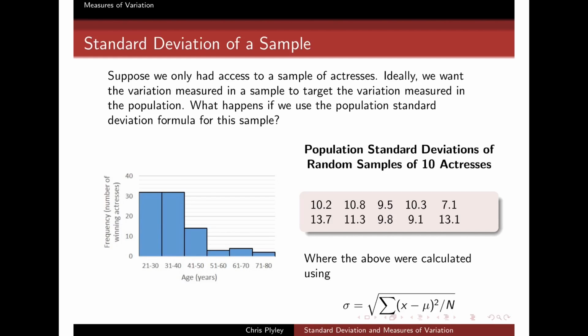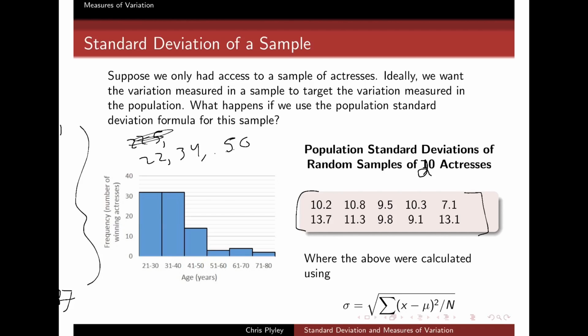So here are some random samples. It says 10 here, but it's really 20. Here are some random samples of 20 actresses and the standard deviations of those 20 actress ages. So what I did is I took my list of 87 actresses in Excel. I used a random number generator to select 20 of them, and I took those 20 ages, 22, 34, whatever. I took this big list of 20 ages, and I found its standard deviation. And I found these numbers down here, 10.2, 10.8, etc., represented the standard deviations when I used the population formula.